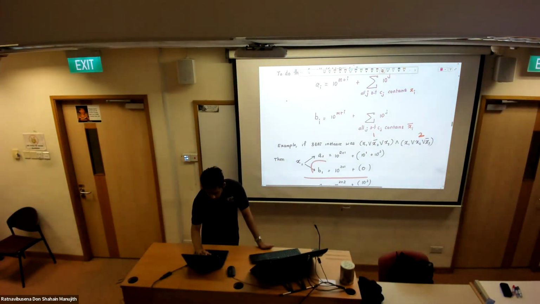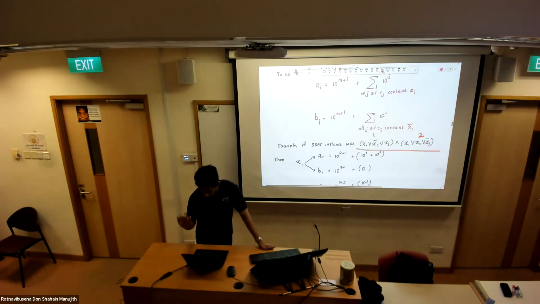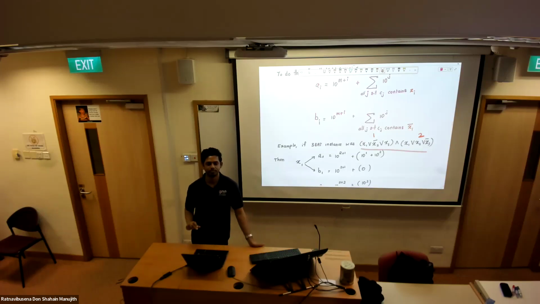Sorry, I'm talking about Bi equals 10 to the m plus i. So therefore i is equal to 1 and m is equal to 2. So B1 is equal to 10 to the 2 plus 1, because m is 2, plus, now we're going to look at all the clauses Cj such that Cj contains x1 bar. Which clauses contain x1 bar? None. So therefore we add 0.